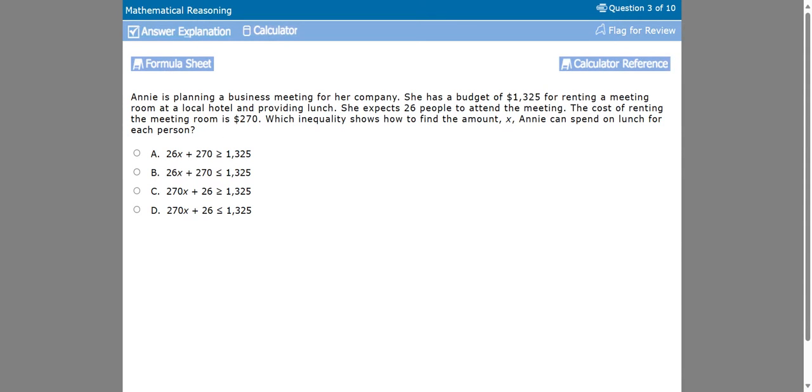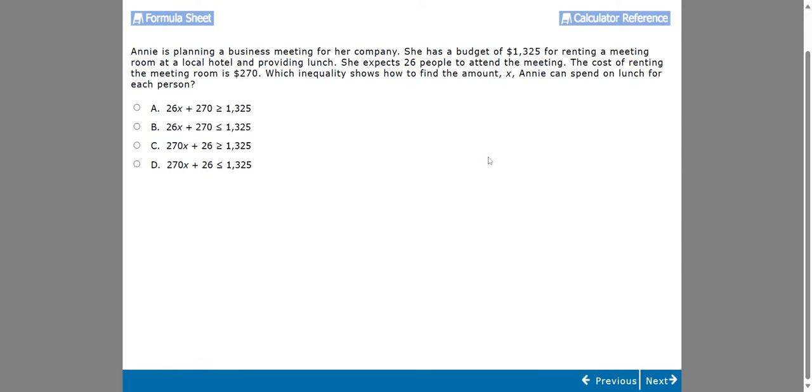You've got a budget. You expect a certain amount of people to attend. The cost of the meeting room is $270. Which inequality shows how to find the amount X Annie can spend on lunch for each person? So again, inequalities going through. If you're struggling with a concept, I always tell students to take that word and go ahead and jump to Khan Academy, because Khan Academy is amazing for math help.